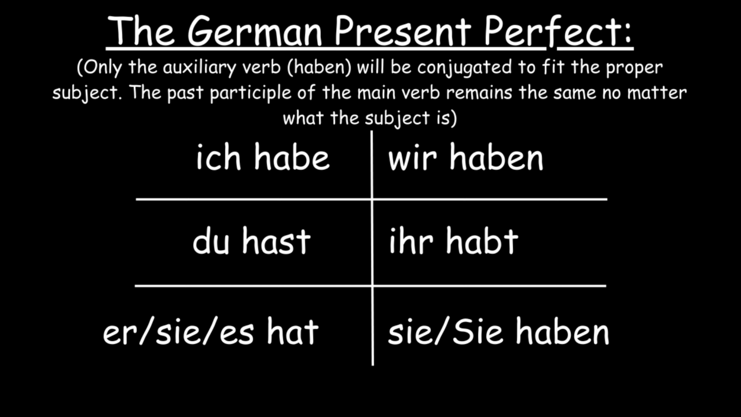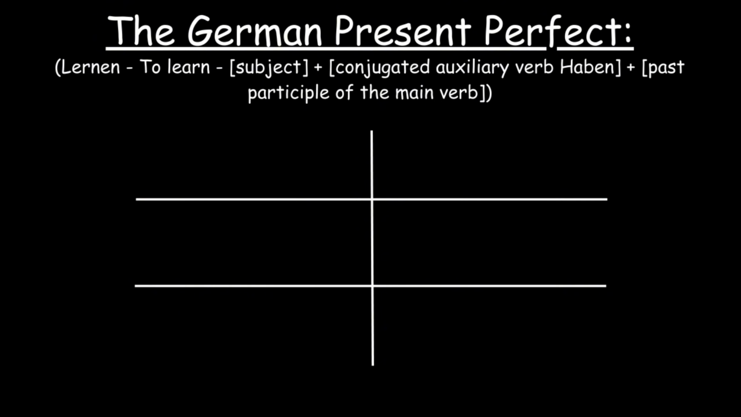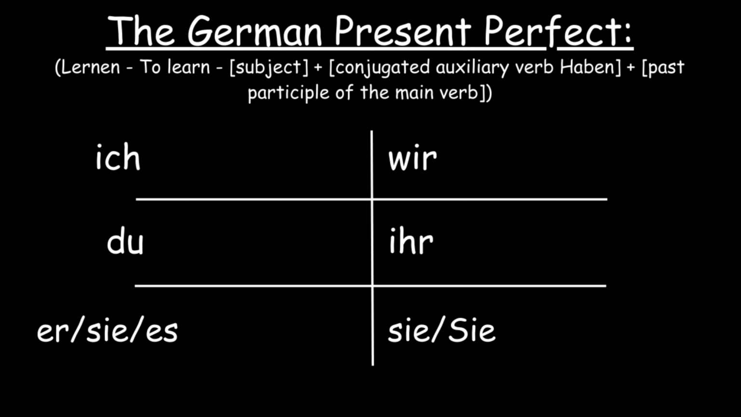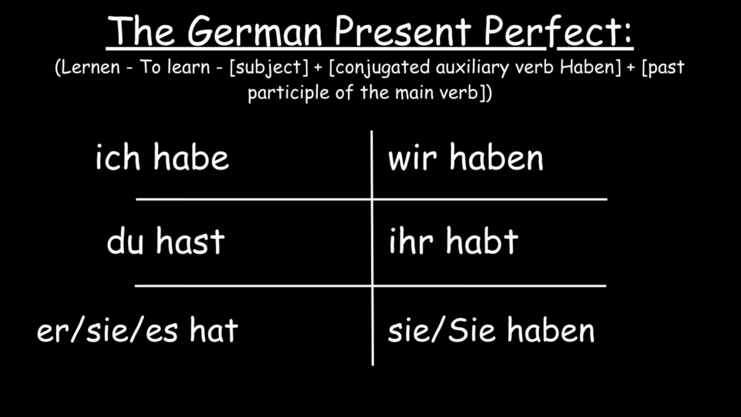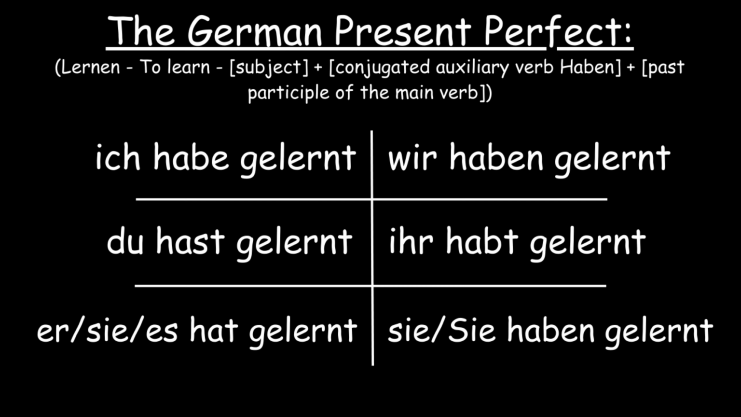main verb. Let's use the verb lernen, which is a weak, regular verb. To put lernen in the present perfect, we begin with the subject, provide the auxiliary verb haben that will match the subject, and then use the past participle of lernen, which is gelernt. Ich habe gelernt. Du hast gelernt. Sie, es hat gelernt. Wir haben gelernt. Ihr habt gelernt. Sie haben gelernt. This is the pattern for the German present perfect. A subject, a conjugated auxiliary verb haben, and a past participle of the main verb.